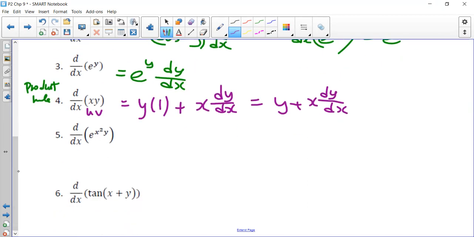Derivative of e to the power of x squared y. It looks complicated, and it is actually not simple. So let me ask you this before we go on. If I ask you to differentiate e to the power of x squared, you can pause the video and have a go using the chain rule or using a shortcut I've taught you before. How do we differentiate e to the power of x squared?